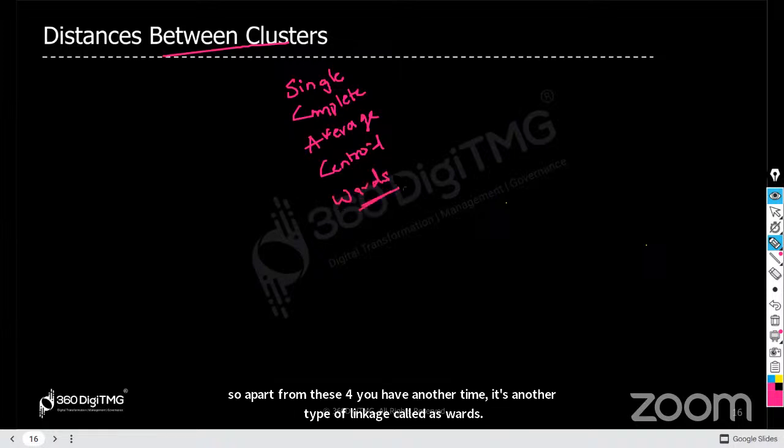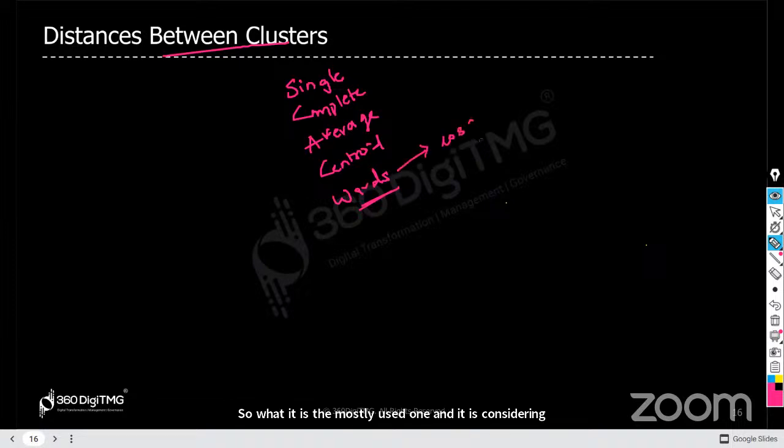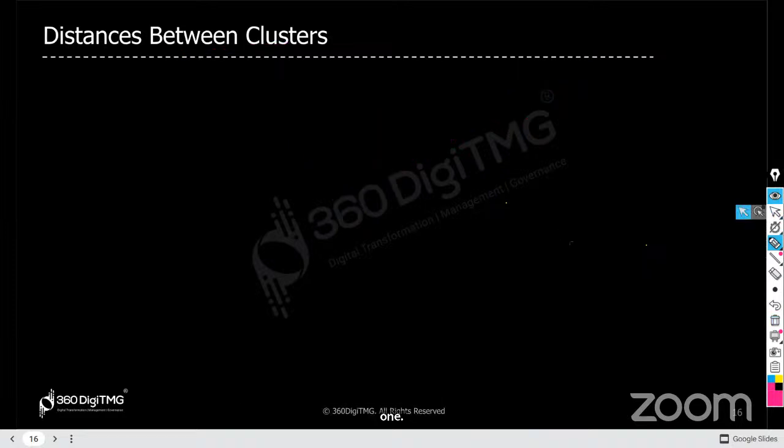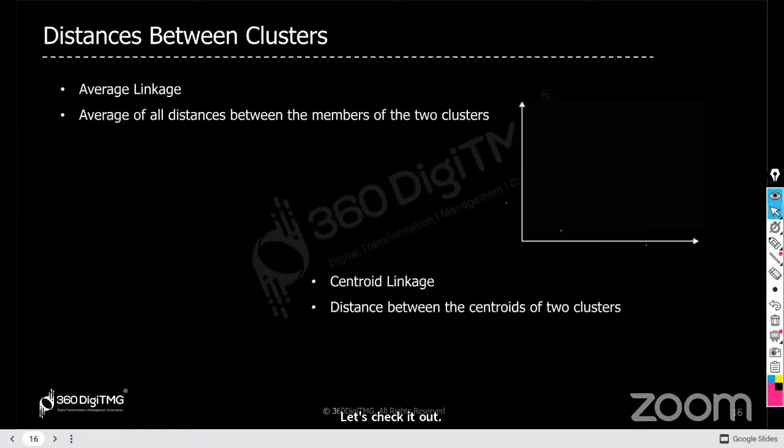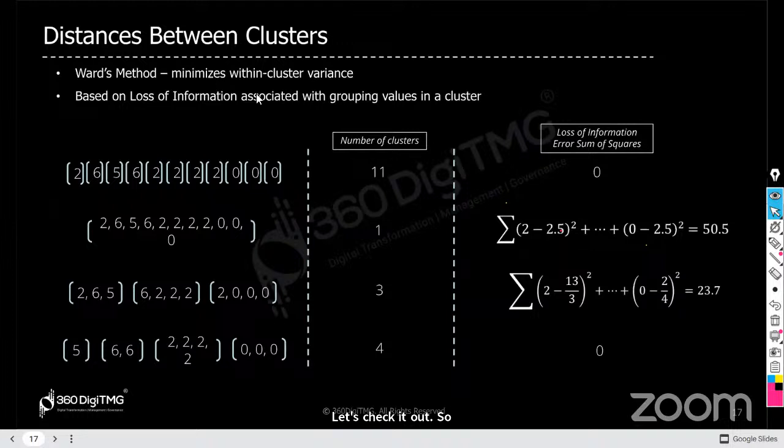Ward's is the most used one, and it considers a concept called loss of information. Here is an example for this one, so let's check it out. What does this method do? It minimizes the within-cluster variance. We will see that later. So here it is based on a concept called loss of information.